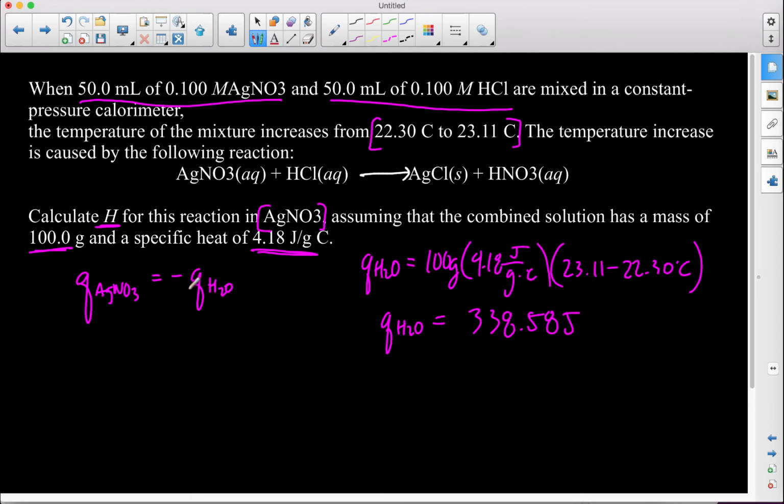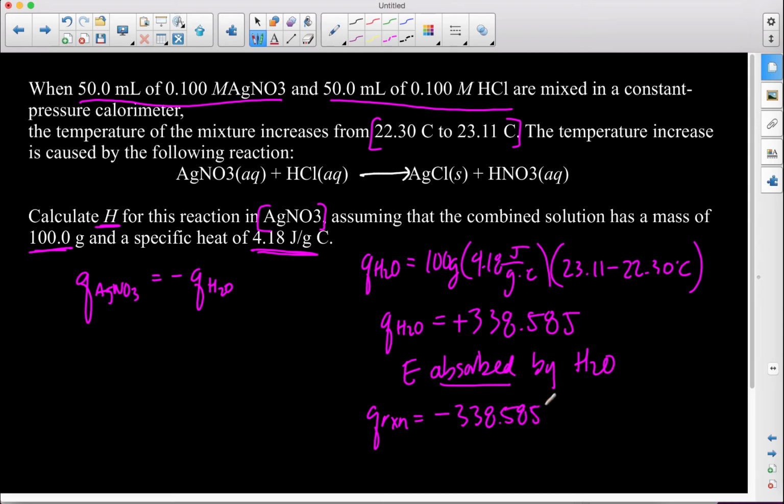Now, going back over here, they are going to be opposite. Which means that if this is the energy absorbed by water, because there's a positive sign here, this is the energy absorbed by water. Therefore, Q of my reaction is equal to negative 338.585 joules. Then this is the energy released by the reaction. Okay, we're not done because this is the total amount of energy released by the reaction.